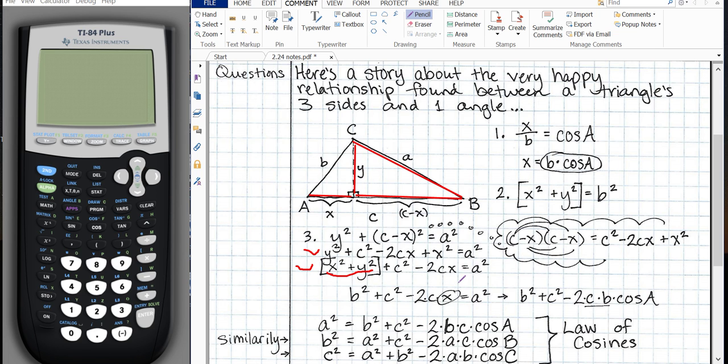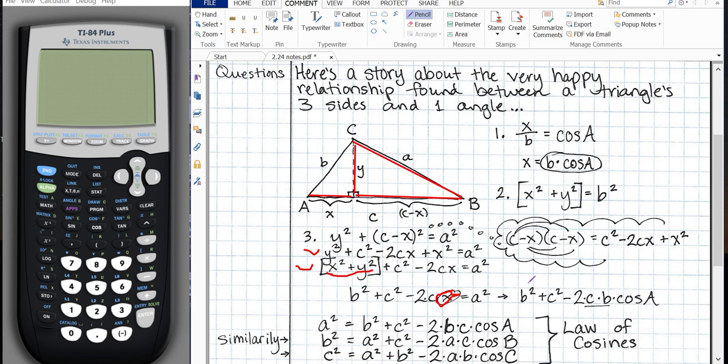So we bring down everything else, and then there's something else that we can substitute. Notice the x right here. Where did we see what x equaled earlier? Yeah, look up at number 1. x equals b times cosine of a. So just like we substituted in earlier, we can substitute this in for x.